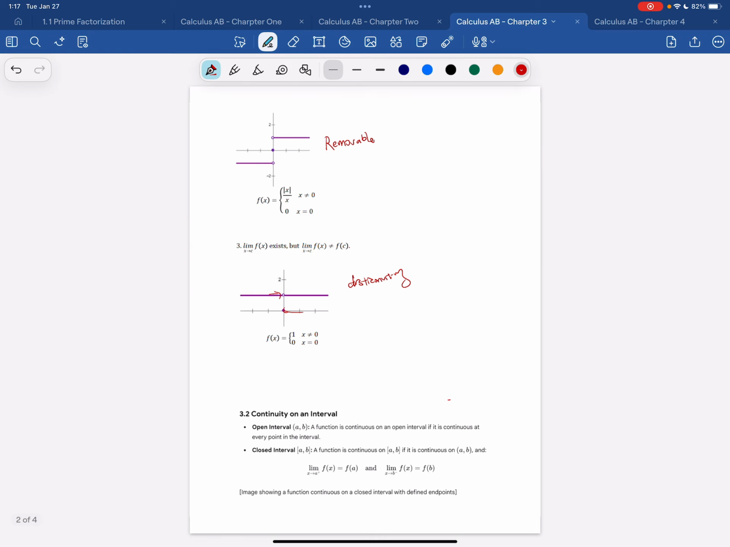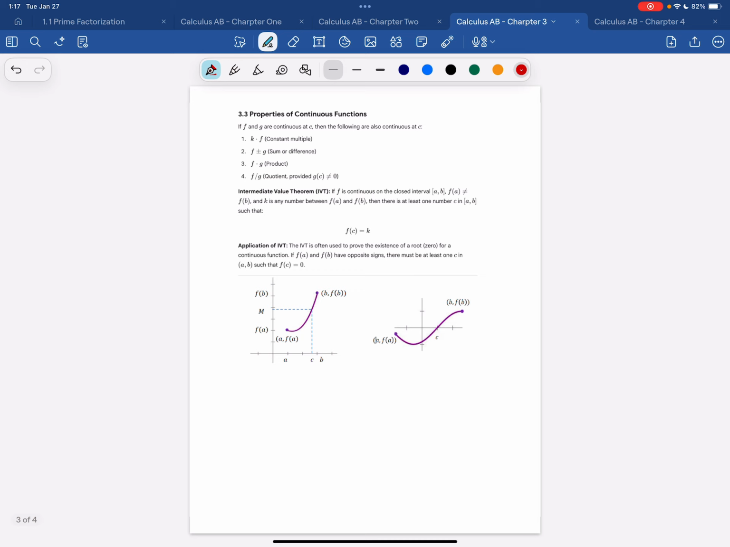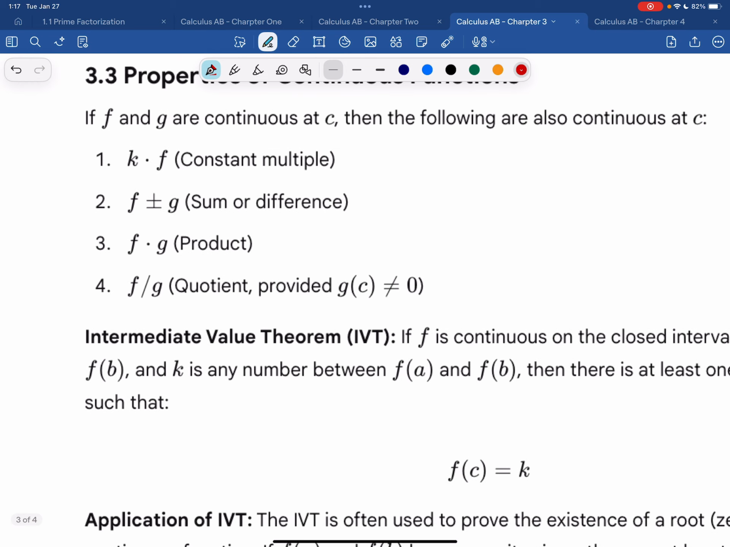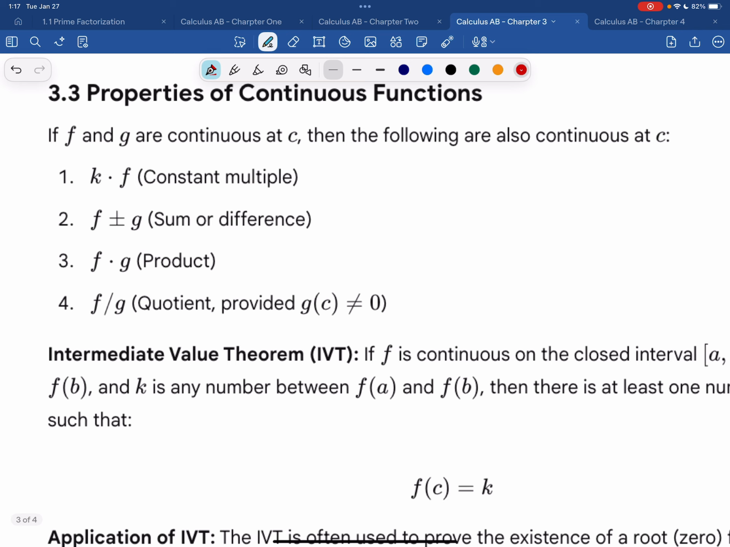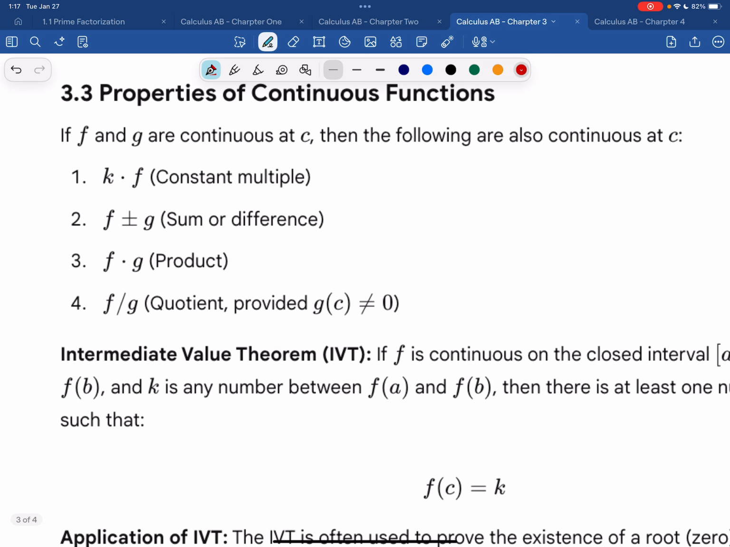So I actually want to talk about a simple thing called properties. These are the specific properties you just need to know. Pretty simple. If f and g are continuous at c, then the following are also continuous at c: k times f, a constant times the function f, and f plus or minus g, and then f times g, or f divided by g. These are all continuous.